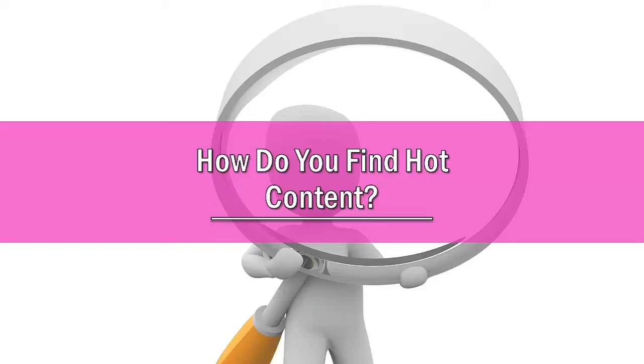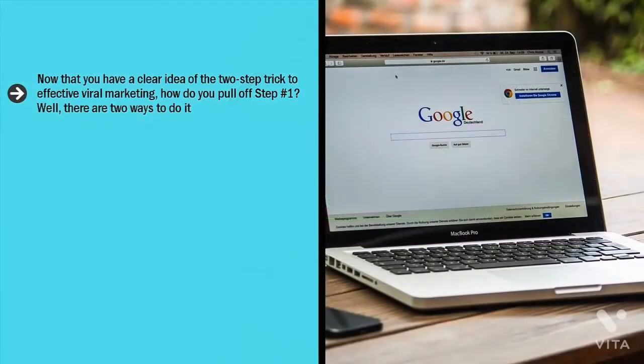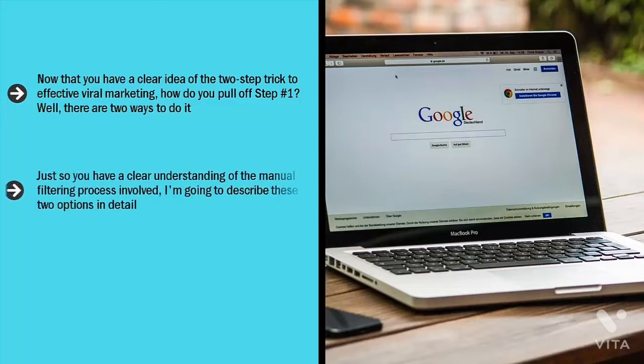How do you find hot content? Now that you have a clear idea of the two-step trick to effective viral marketing, how do you pull off step number one? Well, there are two ways to do it. You can take the hard way or you can take the shortcut. Just so you have a clear understanding of the manual filtering process involved, I'm going to describe these two options in detail. First, you can try to do things manually.